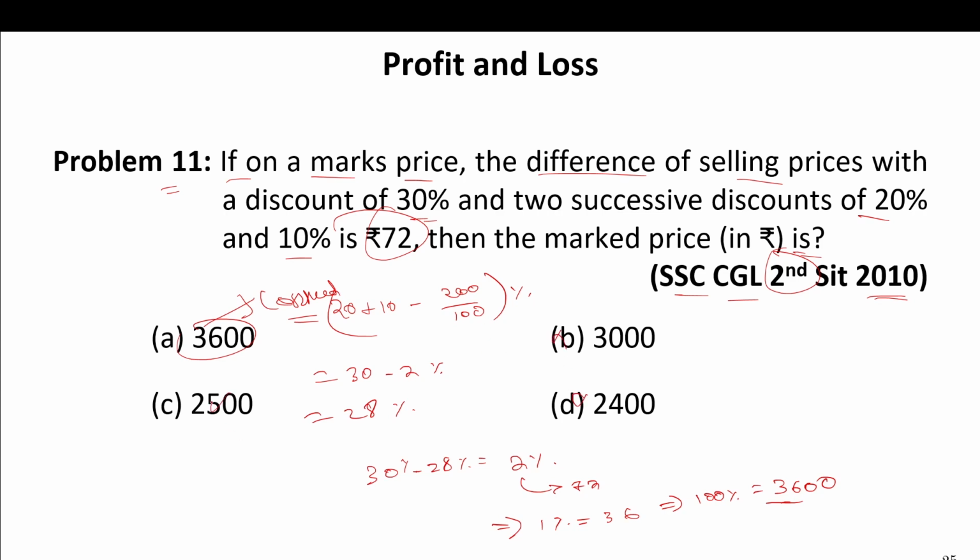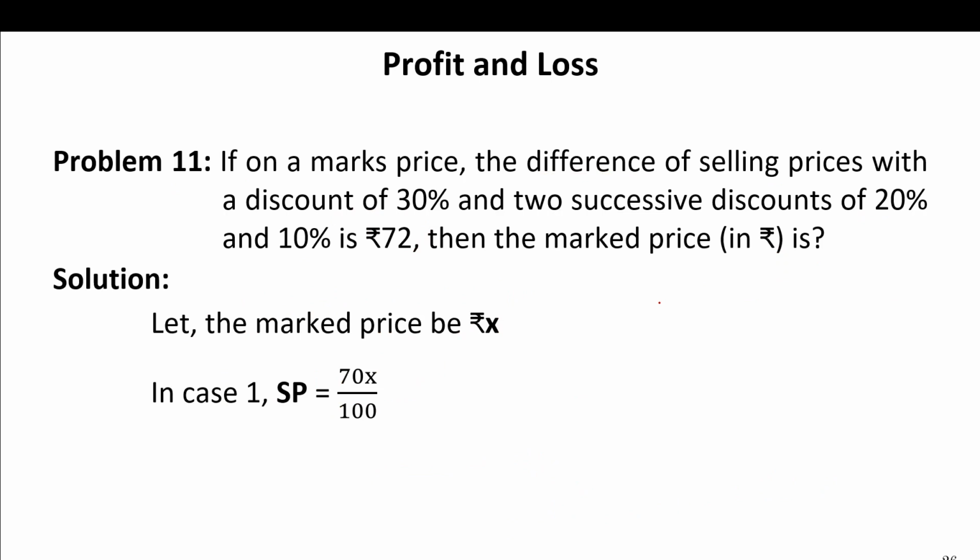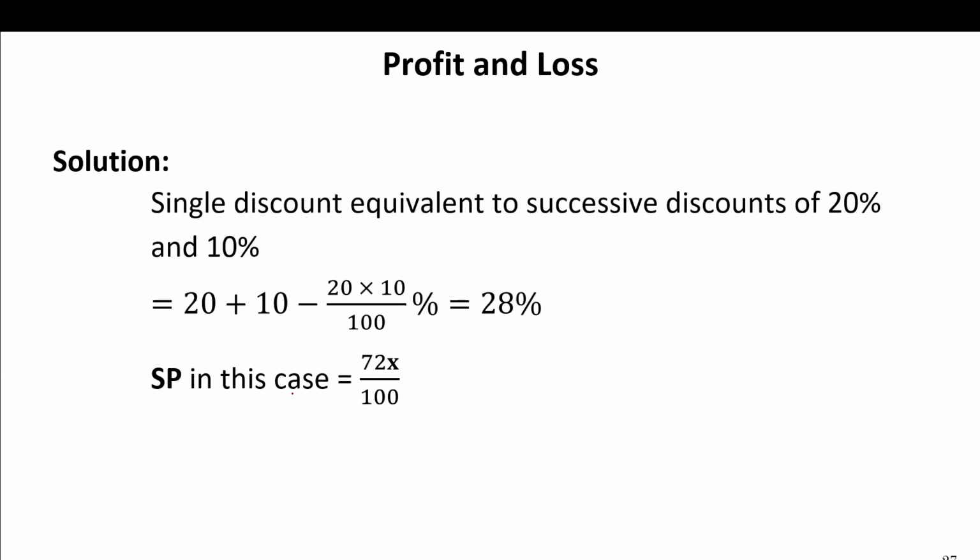B, D and C, these are all wrong answers. Okay. So let's go forward to the step-by-step solution. So let the mark price be X. So in this case, selling price is equal to 70X by 100. So single discount equivalent to two successive discounts of 20 and 30 will be what? 28%, using the formula A plus B minus AB by 100.